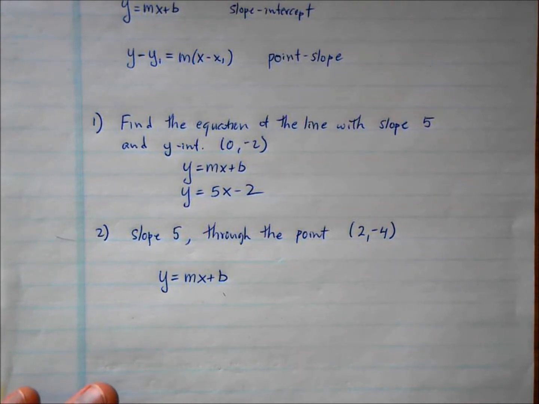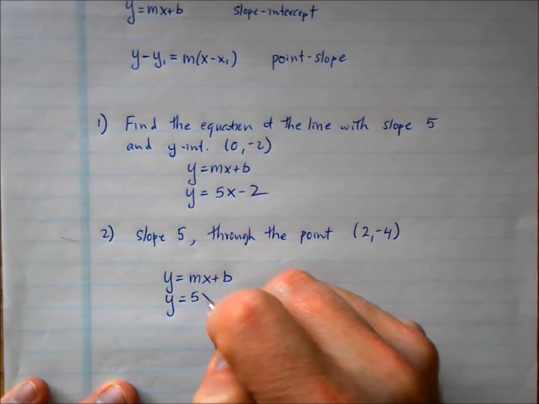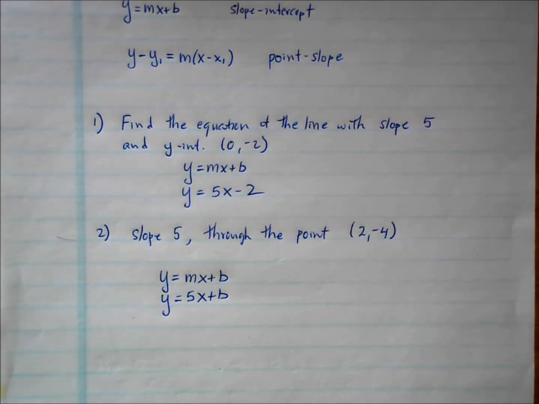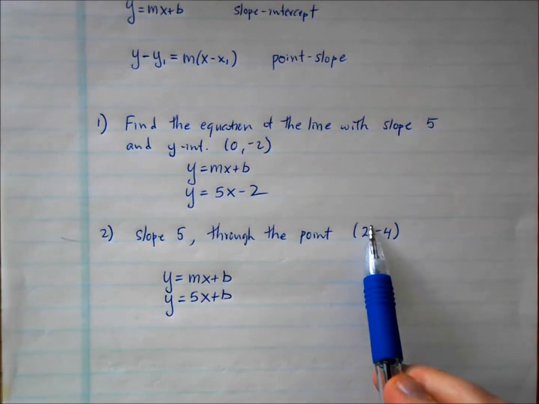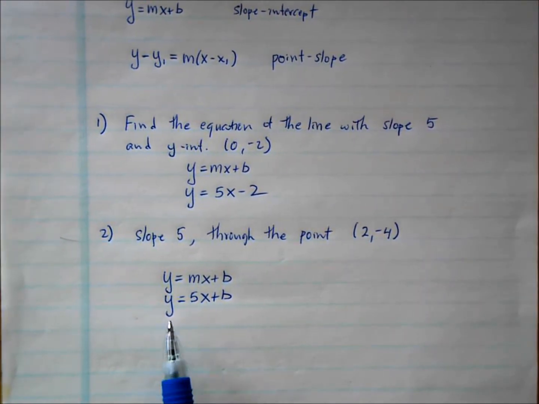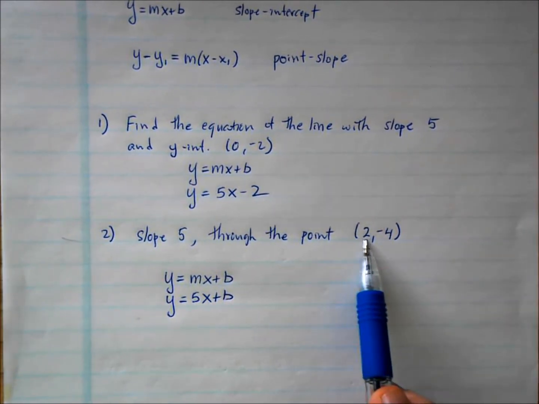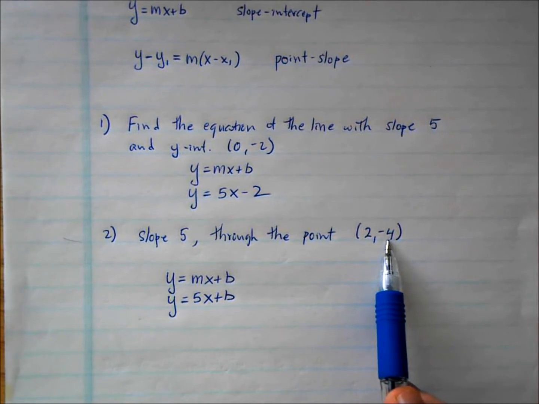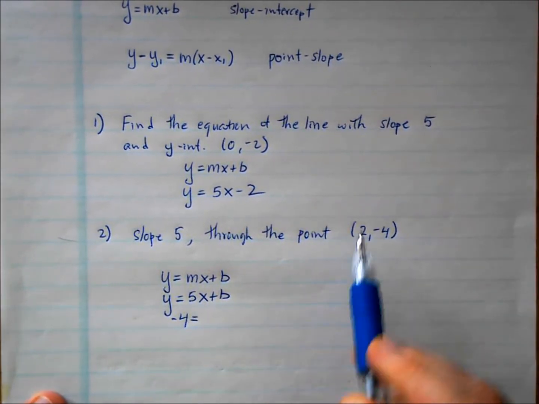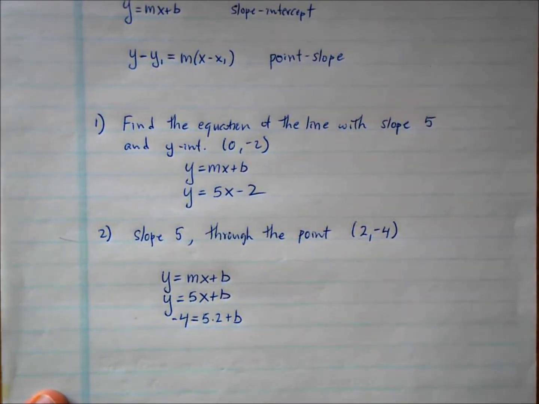Okay, so what we know this time is that the slope is 5, but we don't know b. We don't know b because we do not know the y-intercept. I don't know the y-intercept because my point here does not have a 0. So for right now, I can write y equals 5x plus b. And to find b, we're going to take these values and plug them in. So for the y number, we're going to use negative 4, and for x, we're going to use 2. And we can find b.